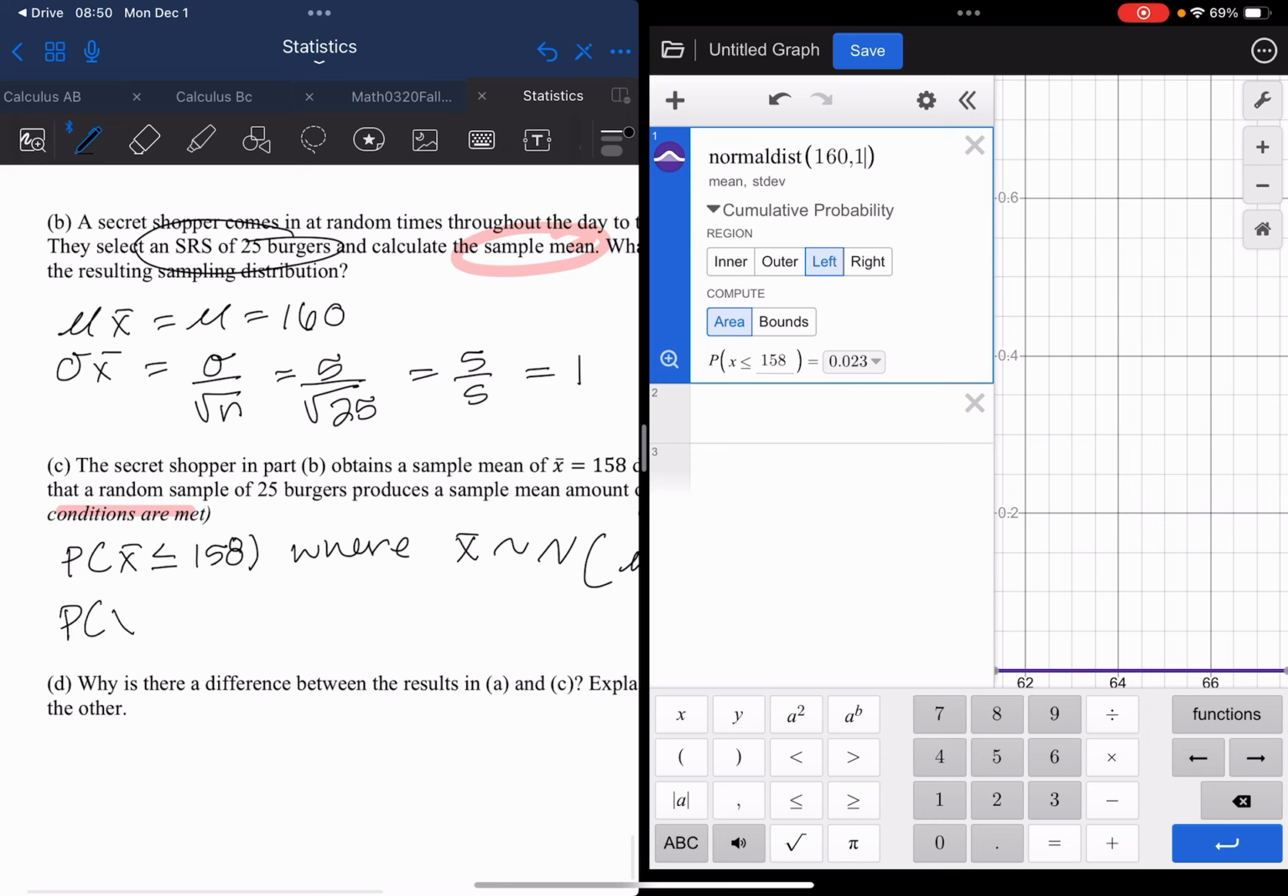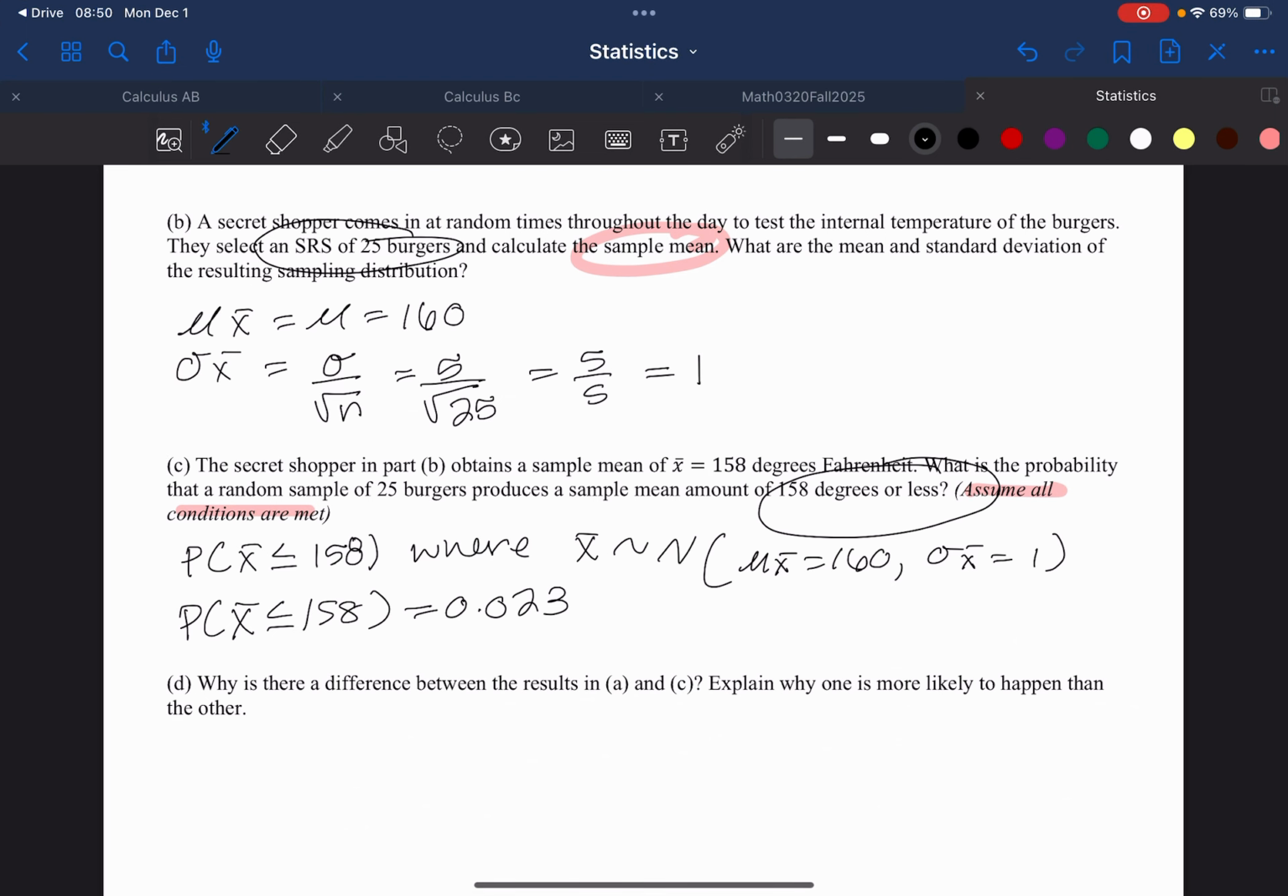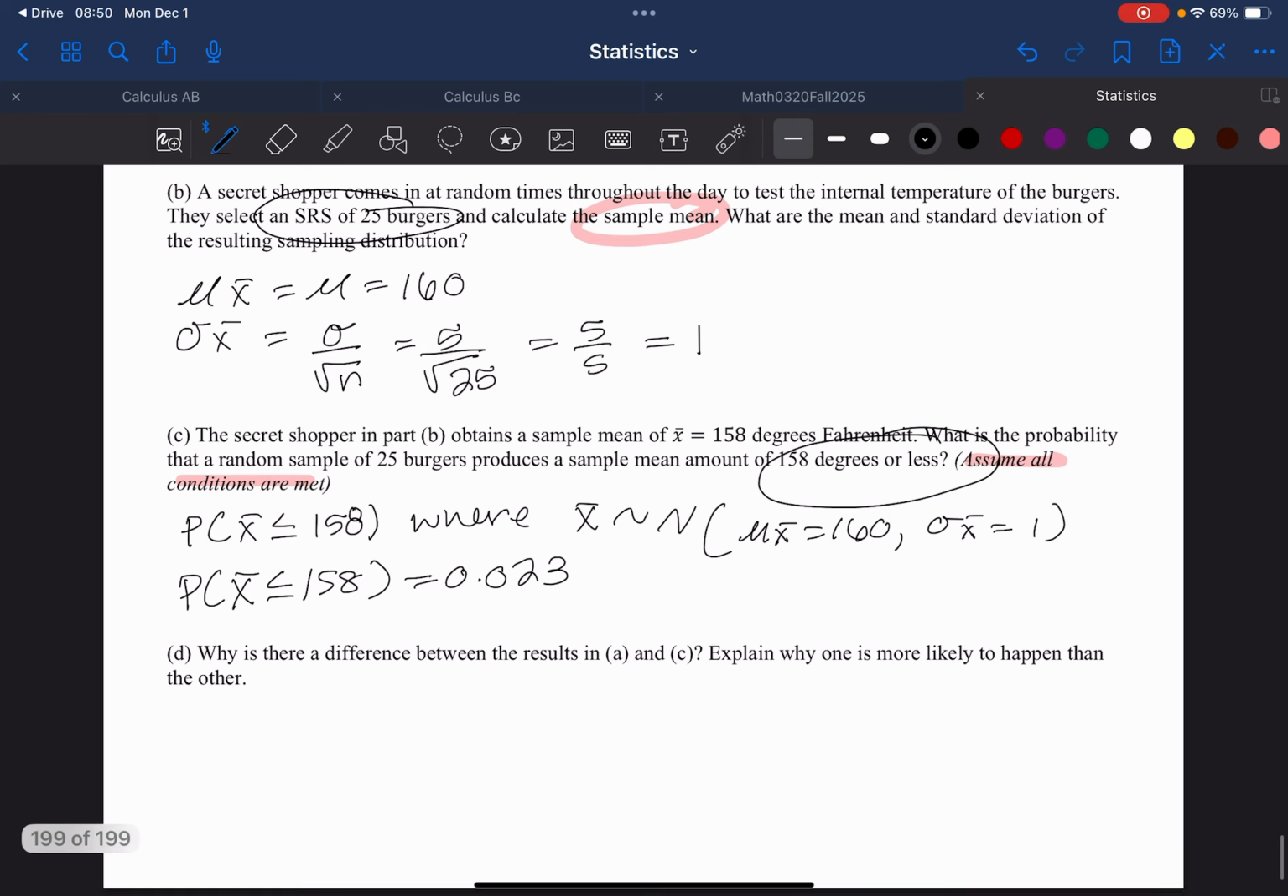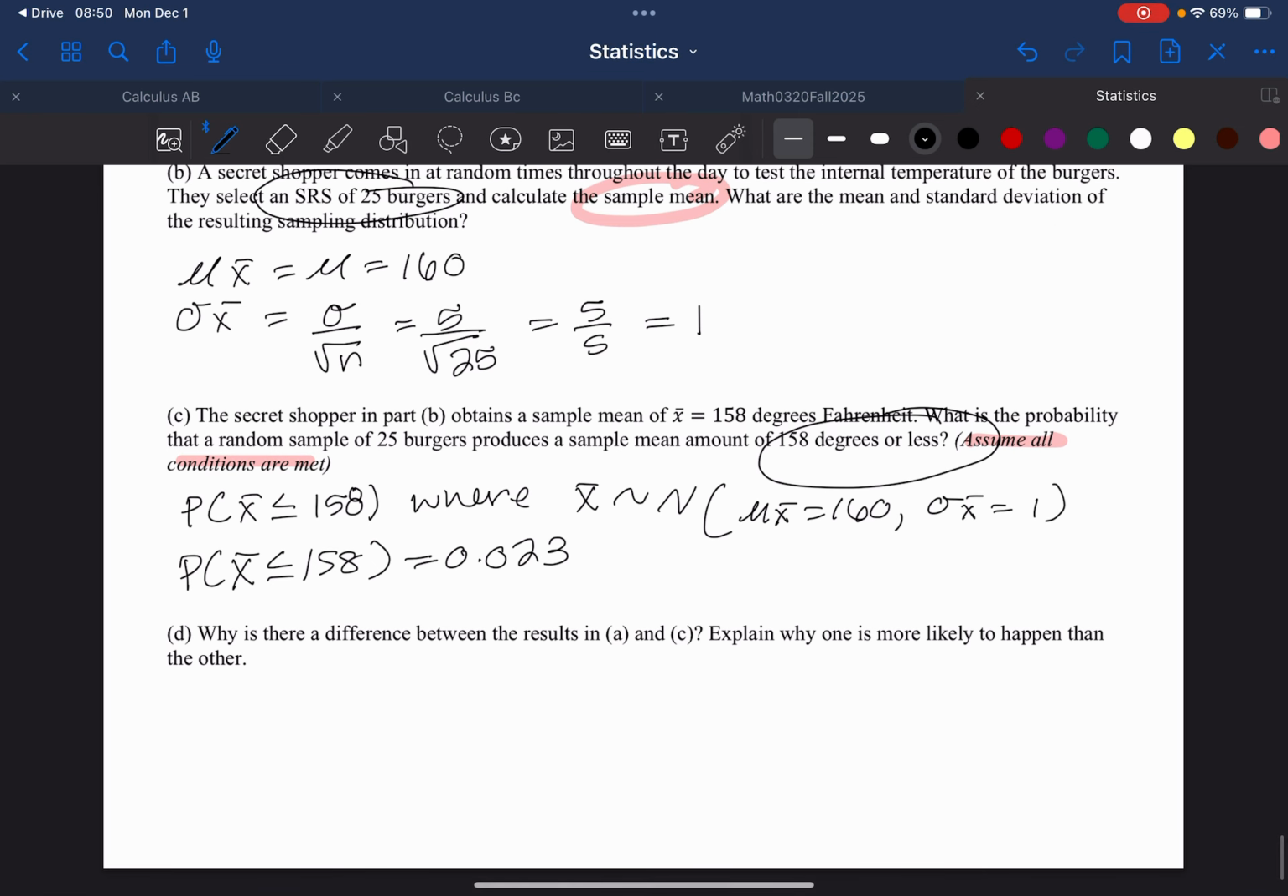So the probability that x bar is less than or equal to 158 is equal to 0.023. What this means is that the probability that a random sample of 25 burgers produces a sample mean amount of 158 degrees or less is about 2.3%.